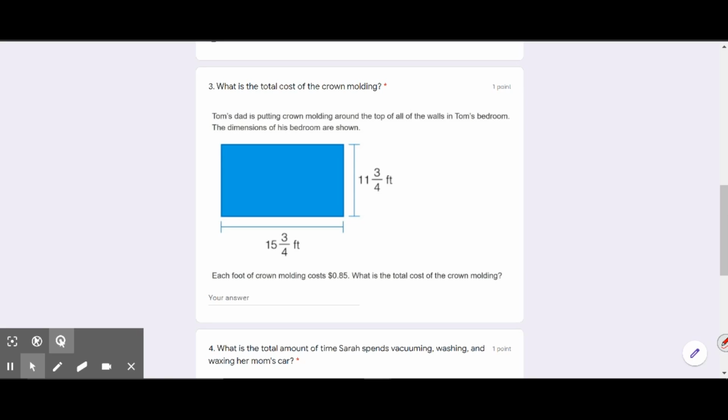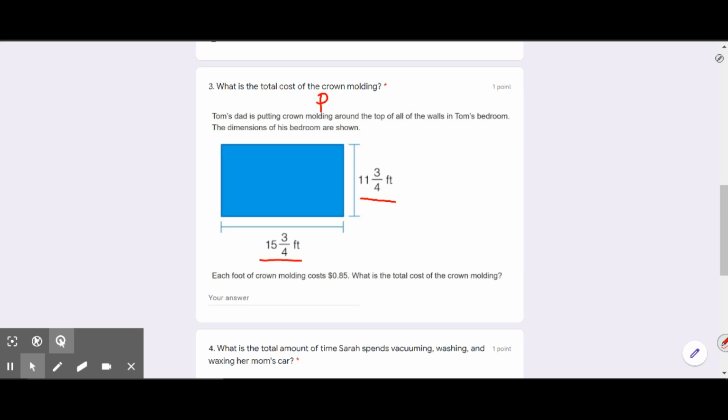The dimensions of his bedroom are shown. So I see one side of the wall looks like 11 3/4 foot, and then the other side of the wall looks like 15 3/4 foot. I know we've been practicing area, but if we're talking about putting something around an area, we're not going to be talking about the inside of the rectangle. So if they said like filling the room, then we would talk about the area, but they're talking about around the room, so that means perimeter.